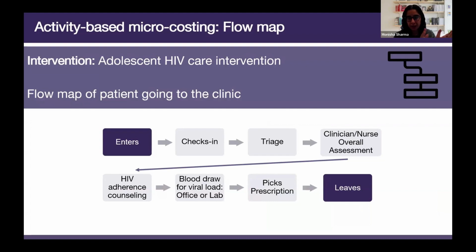And you can say, okay, a person enters, they go to triage, and then they see a clinician or a nurse. So what is the nurse salary time? How long are they spending? What are the resources that they're using for the assessment? And then you go to HIV adherence counseling. Who is that done by? Is that an HIV adherence counselor? And what materials are they using? And then what are the supplies and equipment needed for the blood draw? And then you go through till the end, and you can make sure that you have all of the pieces that make up the costs for your intervention.